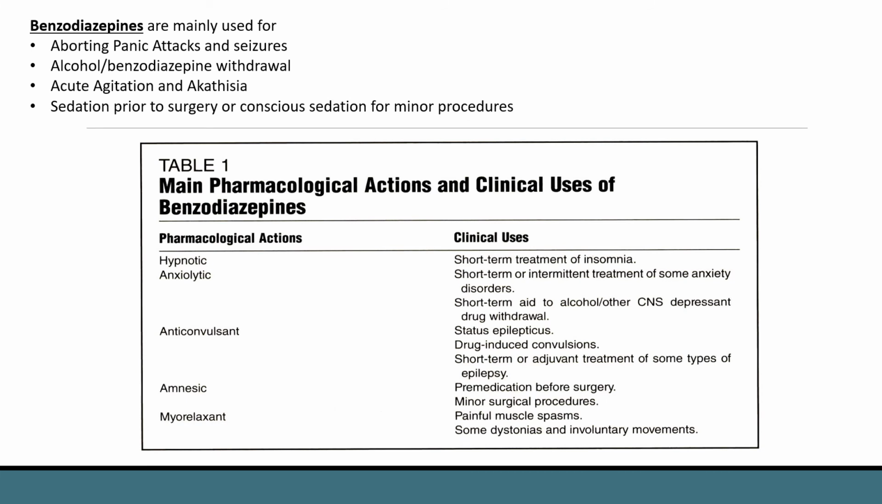So benzodiazepines are mainly used for aborting panic attacks and seizures. They're good for alcohol and benzodiazepine withdrawal. They're used in acute agitation and akathisia, and in the augmentation of mania. I think benzodiazepines are very, very good augmentation agents in the acute manic or psychotic patient. They can often quiet down the brain in general, and they can actually decrease manic symptoms overall.